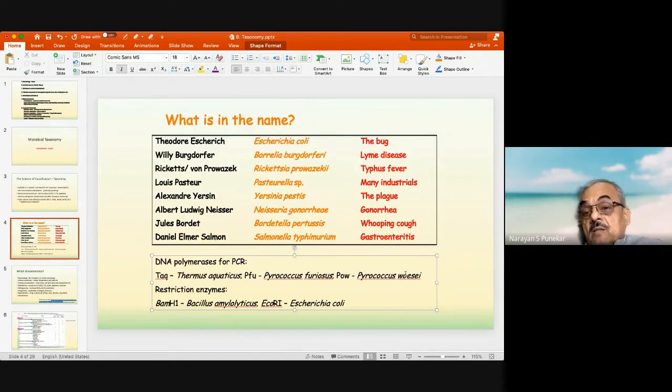Similarly, Pwo is another polymerase also used in PCR reactions, from Pyrococcus woesei. So here are two organisms, both from the Pyrococcus genus, but one is furiosus and one is woesei. The name woesei actually comes from Woese. Carl Woese, we'll come back to this later. But the point is that enzymes coming from these organisms are also abbreviated like this.